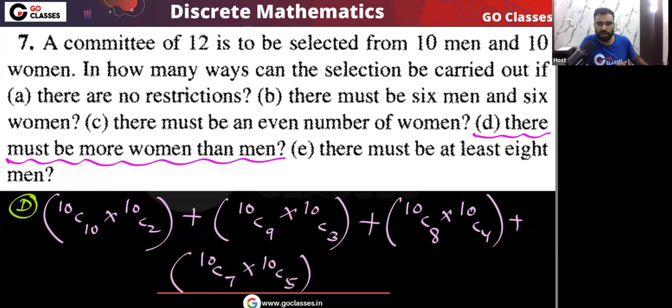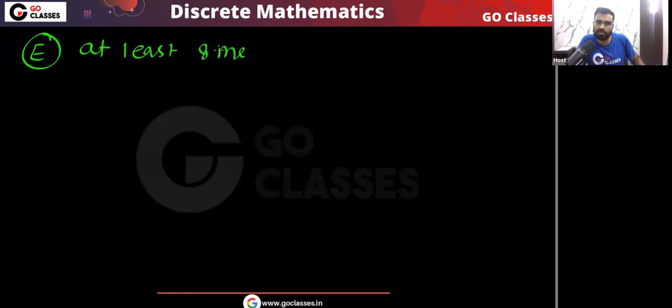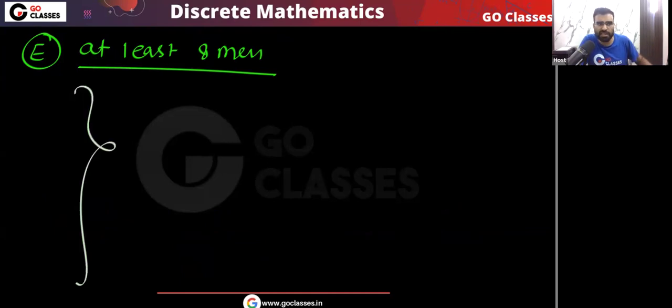Let's see what the answer for part E is. That is saying there must be at least 8 men. So for part E, we need at least 8 men. Yes, so there must be at least 8 men. Okay, so here you can create cases. I told you that whenever in any counting related question you see this word at least or at most, then you create cases and you convert this at least into exactly.